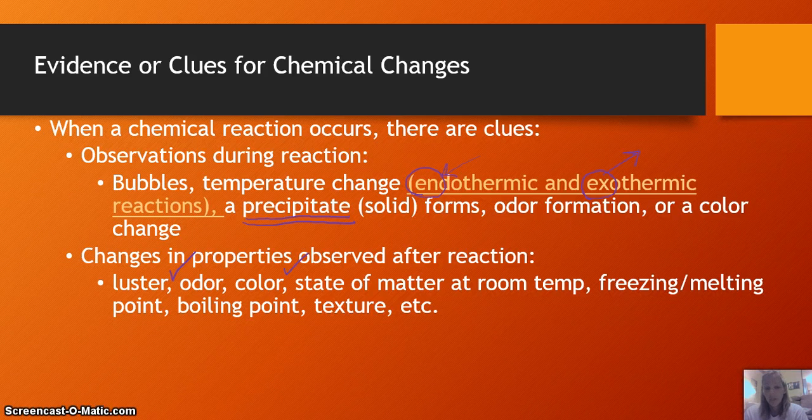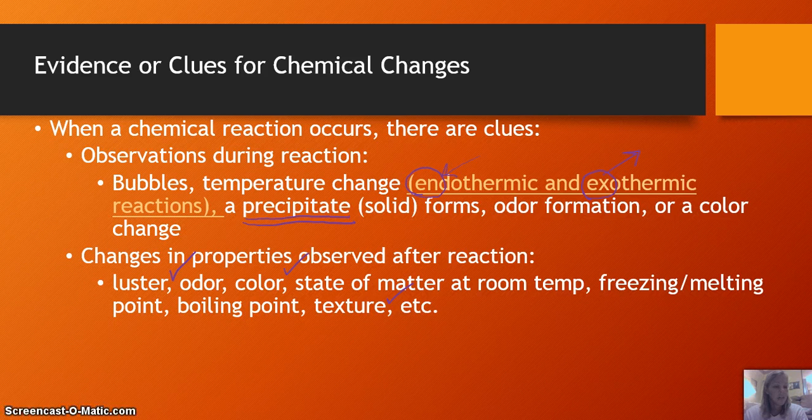Also, you might have an odor different from before. State of matter at room temperature might be different. Maybe before it was a liquid and now it's a solid at room temperature. The freezing or melting point, which means if you try to freeze the substance or melt the substance, depending on what you're starting with, it would happen at a different temperature than before. Boiling point as well might be different, and the texture might be different. Maybe before it was smooth, like metal before it's rusted, but then when the metal is rusted, it is more rough and flaky. So those are some clues to tell you that it is a chemical reaction.